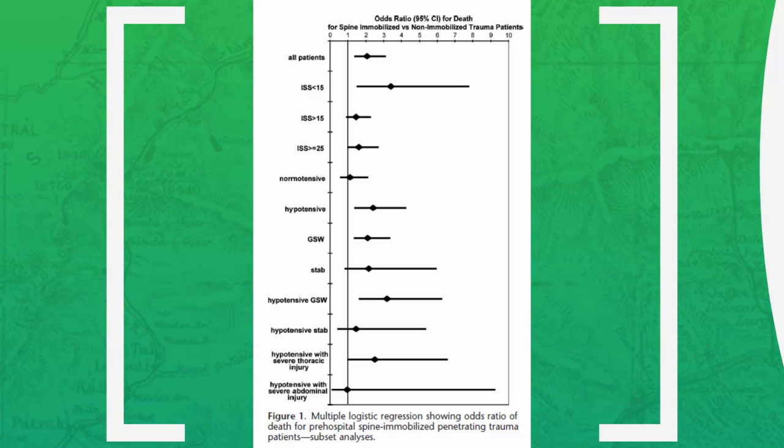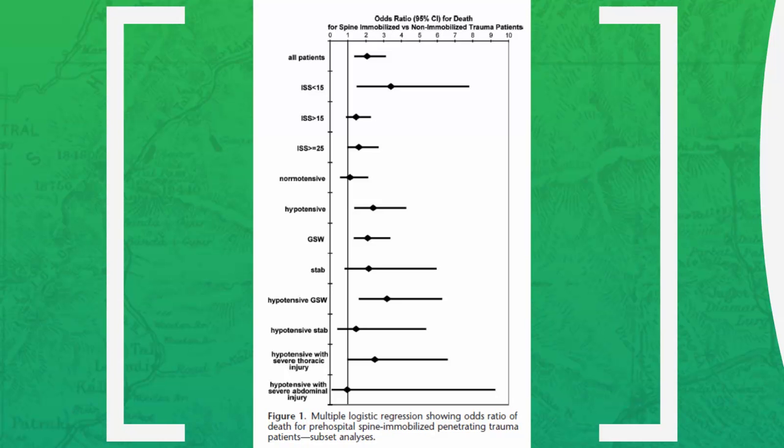But either way, in a nutshell, for all patients in this graph, you can see that their odds ratio was about 2. It means that for all patients, you were about twice as likely to die if you were immobilized compared to not being immobilized. And what this figure, figure 1, is, is a multiple logistic regression.